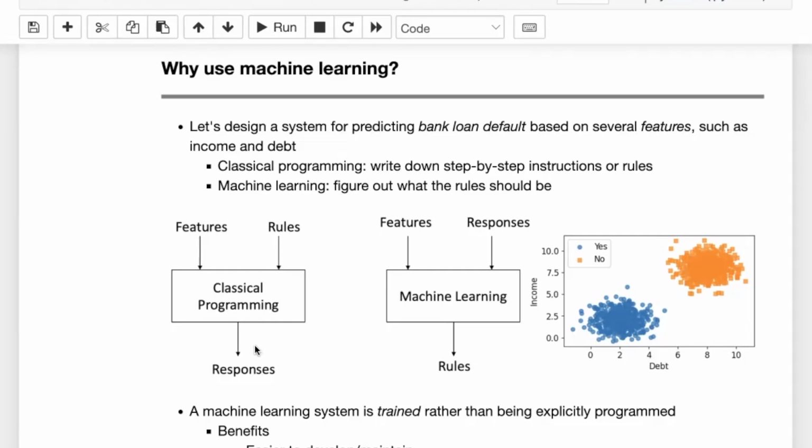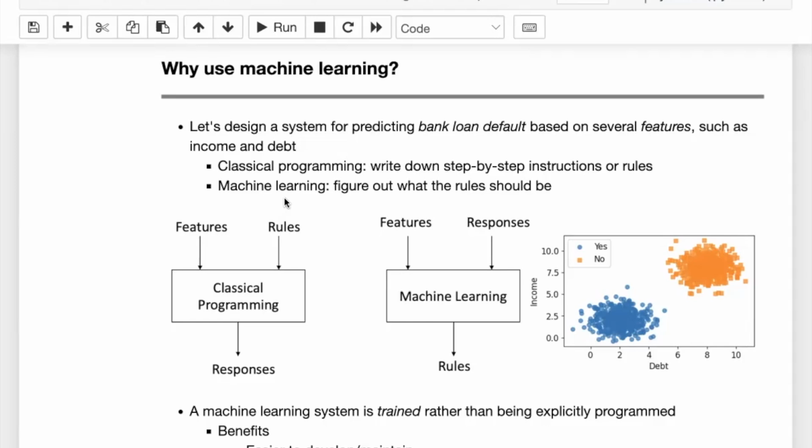But on the other hand, this is very time consuming and labor intensive because you have to write down these rules. And then if there are changes in your problem, you also have to change these rules. The other way to solve this problem is using machine learning.